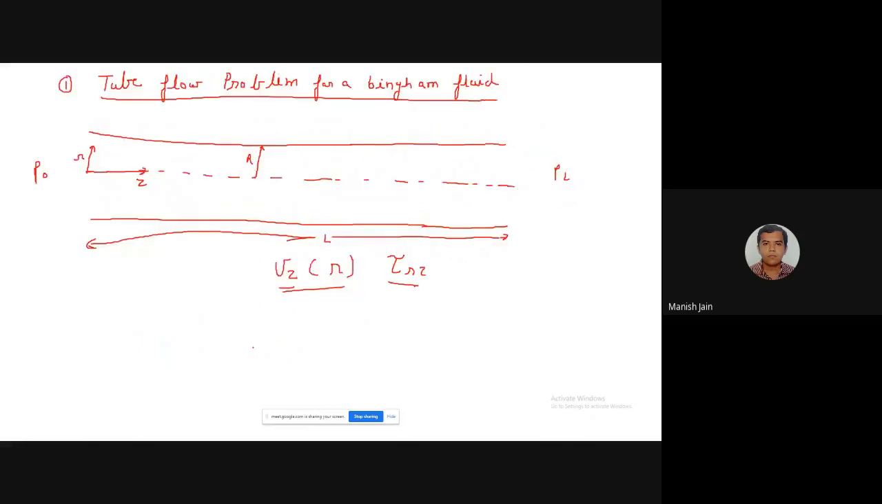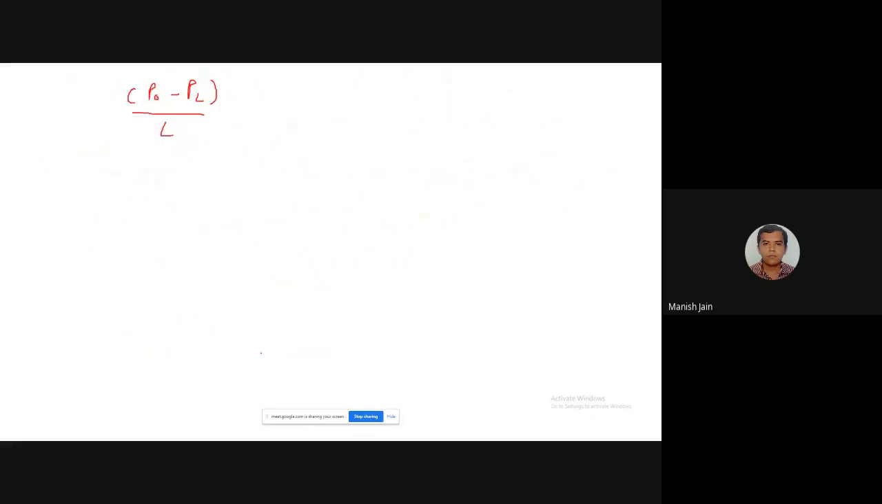Okay. Now plus ∂ by ∂r, 1 by r, ∂ by ∂r in bracket r tau rz, equal to 0. So you can take this to the other side and solve this equation. Finally you will get tau rz equal to P naught minus PL divided by 2L times r plus C1 divided by r.